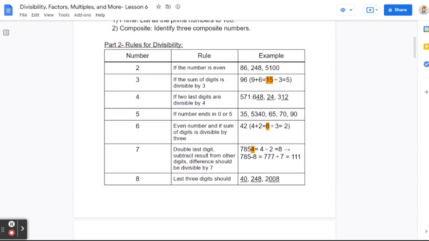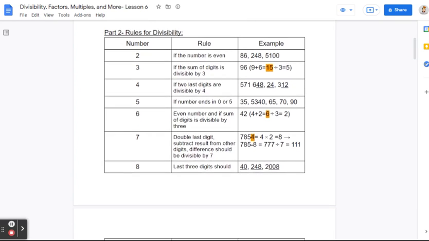4 is if the last 2 digits are divisible by 4. So for example, if we have 571,648, the last 2 digits here are 48, and 48 is divisible by 4. Same thing with 24. 24 is only a 2-digit number, but that can still apply to this rule. Same thing with 312.